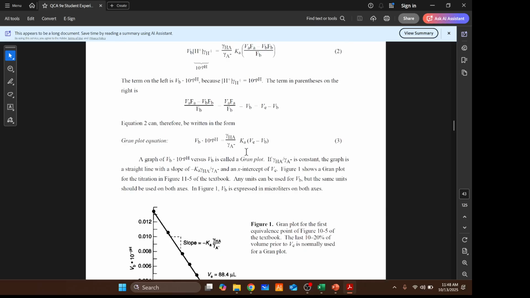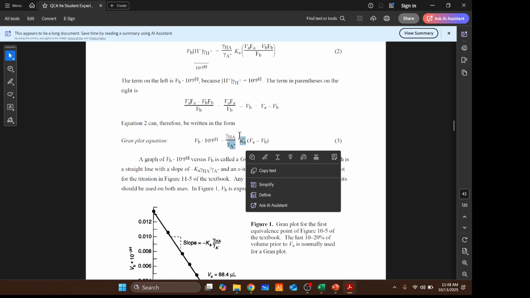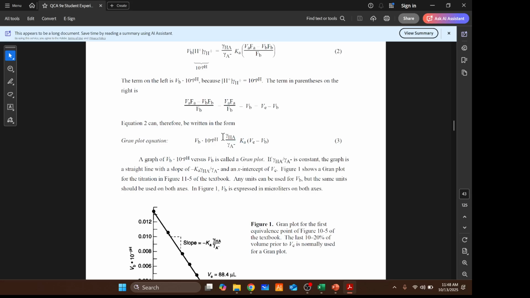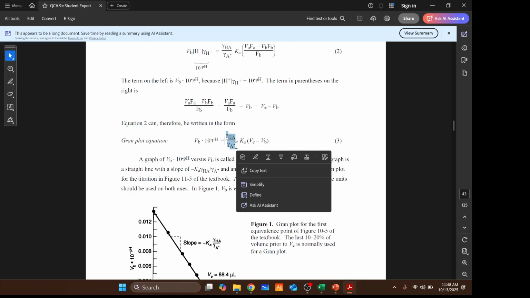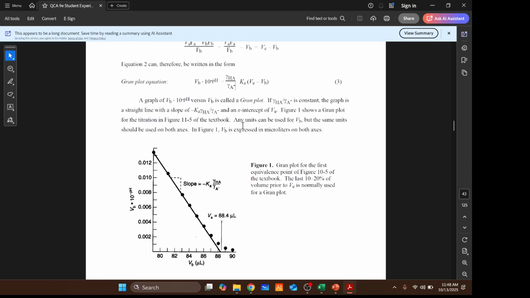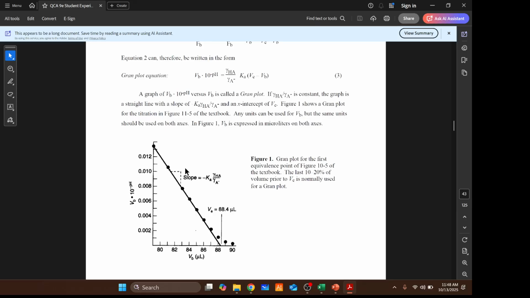And so the slope here is this value, isn't it? To get your Ka back out of that, you have to divide off this value here. Okay. So again, that slope on your Gran plot is this value here. Yeah, we have to take that slope. We have to times -1, and then we have to divide it by this value here. The acid divided by the base.